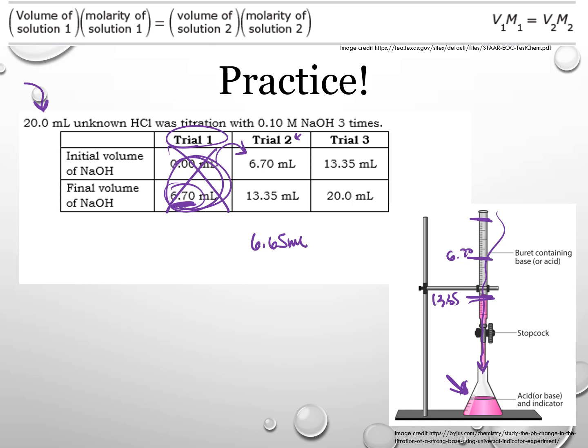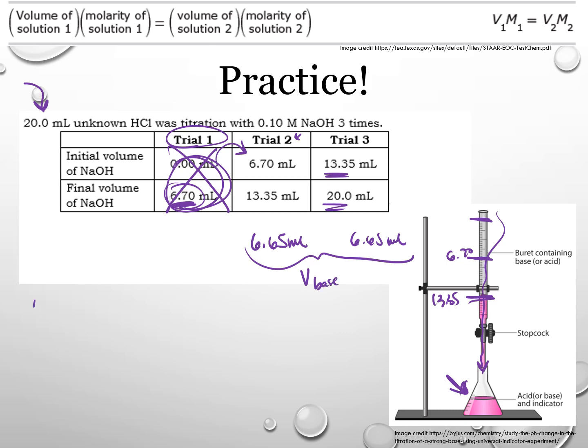We're going to do the same thing for trial 3 now. 20 minus 13.35. 20 minus 13.35 gives us, hey, 6.65 milliliters again. So if these numbers were not exactly the same, I would have us average these two and use the average as our volume of the base. But since they're the same, we can just use that number.